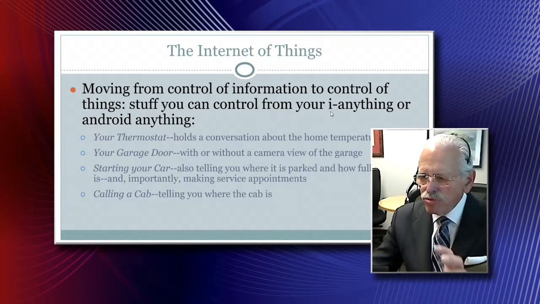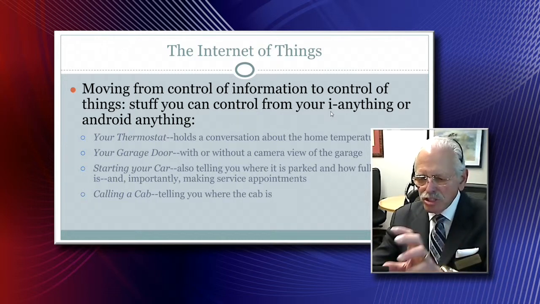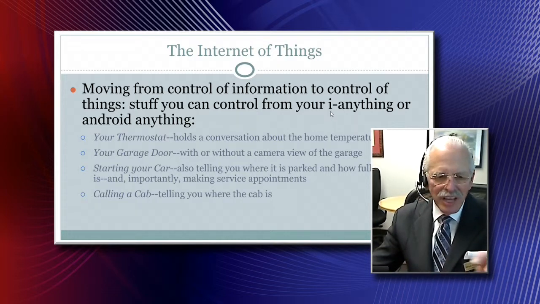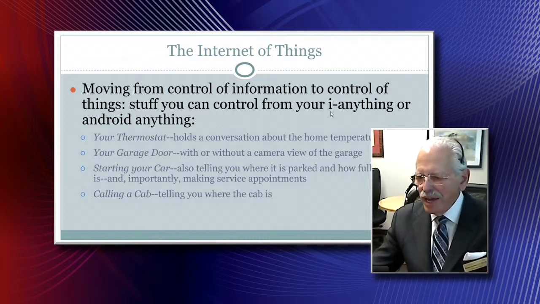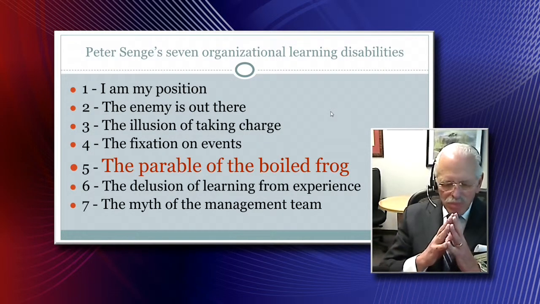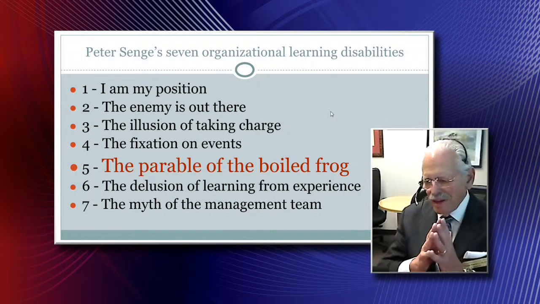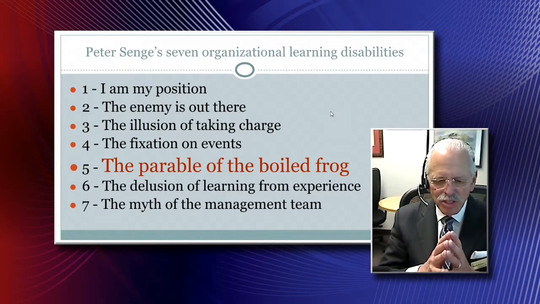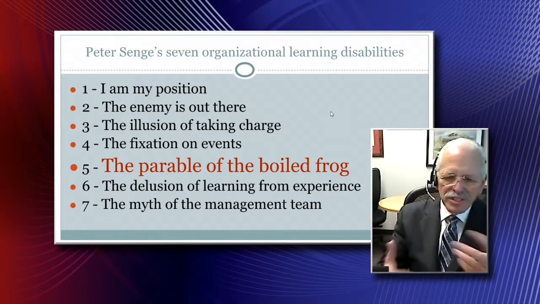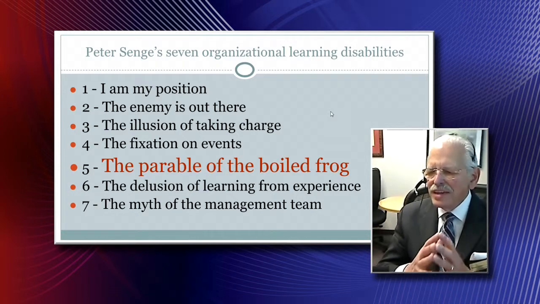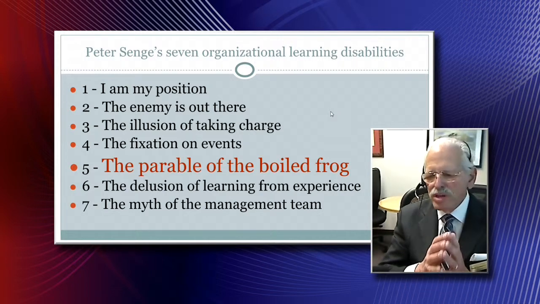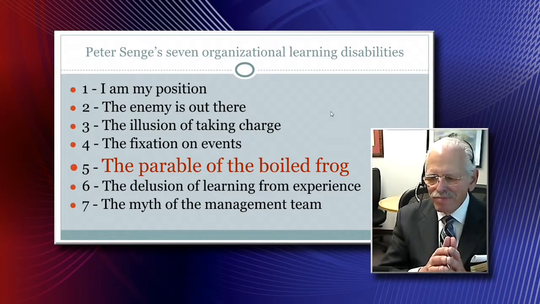So as we move from control of information to control of things, what does that imply for us as leaders in education? Well, Peter Senge, the author of The Fifth Discipline and a very astute observer of the way in which organizations function, says that there are 7 organizational learning disabilities that we always have to be concerned about.